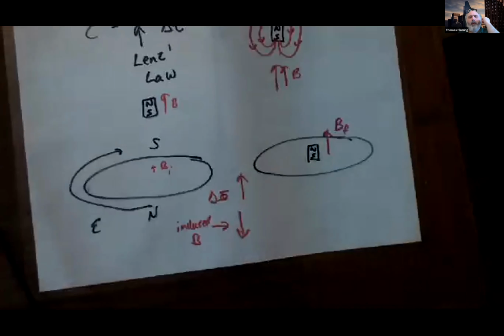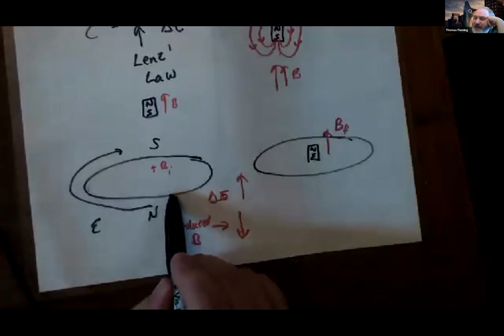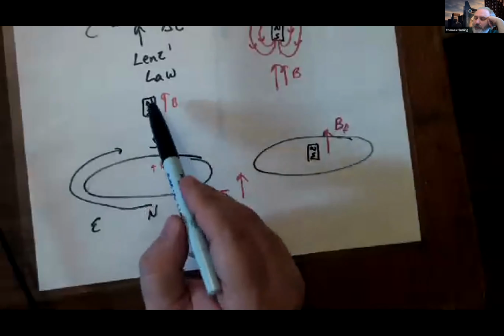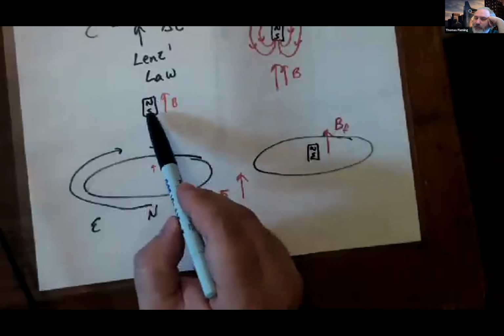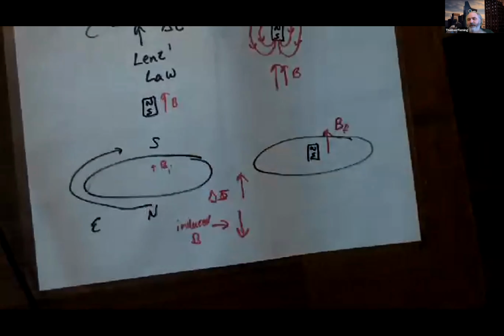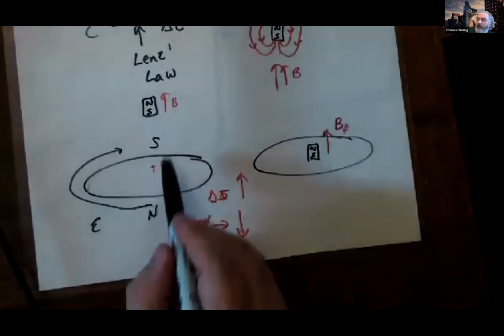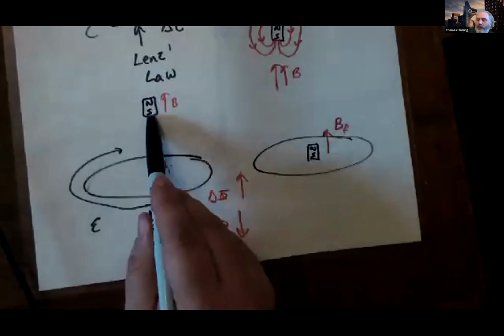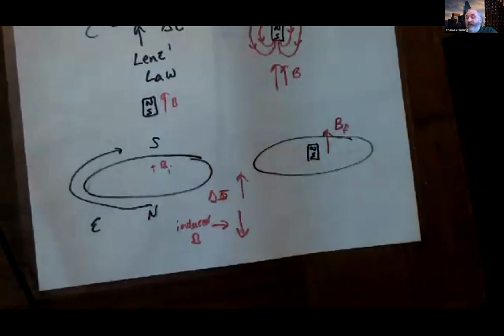So what effect is that going to have on my falling magnet? Well, the magnet that I'm dropping has the south pole on the bottom, and my magnet being created by the coil has the south pole on the top. So when I put the south pole of this next to the south pole of that, what's going to happen is there's going to be a repulsive force.